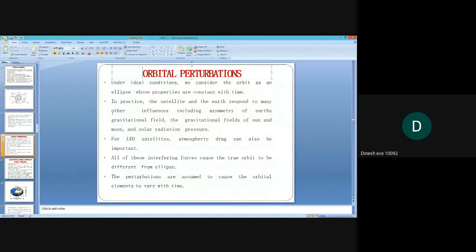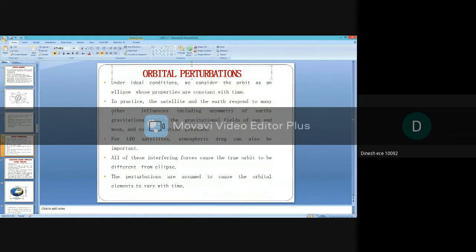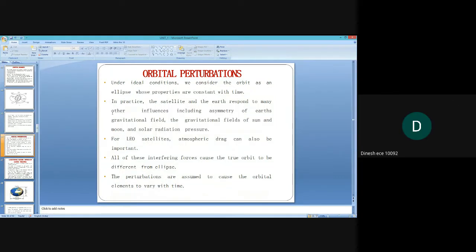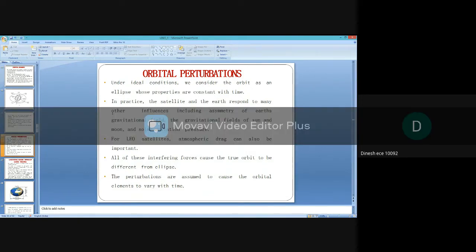So the next topic is orbital perturbations. In order to get the ideal conditions of the orbital perturbations, we need to consider the orbit as an ellipsoid, where the properties are constant with respect to time. In practice, the satellite and the Earth respond to many other influential factors, such as a gravitational field.